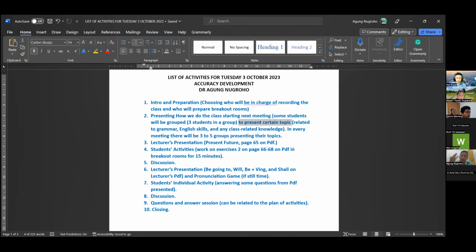So from 3 people, one person would be the moderator, and 2 people would be the presenters, right? So I would like to share with you the language that you could use when you become moderator and when you become presenters. All right.